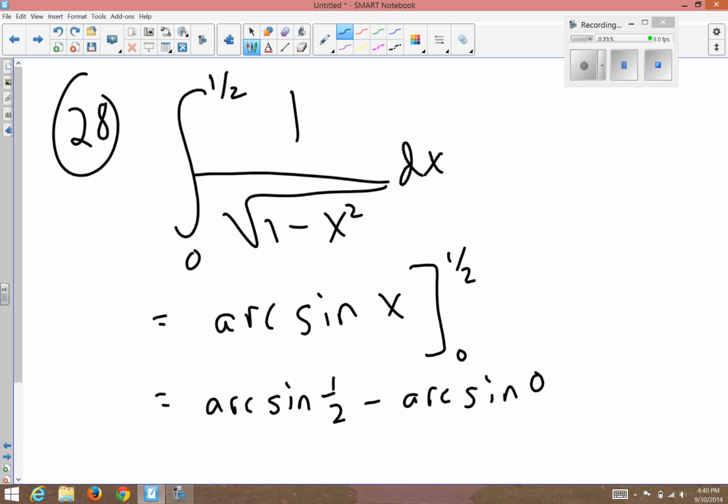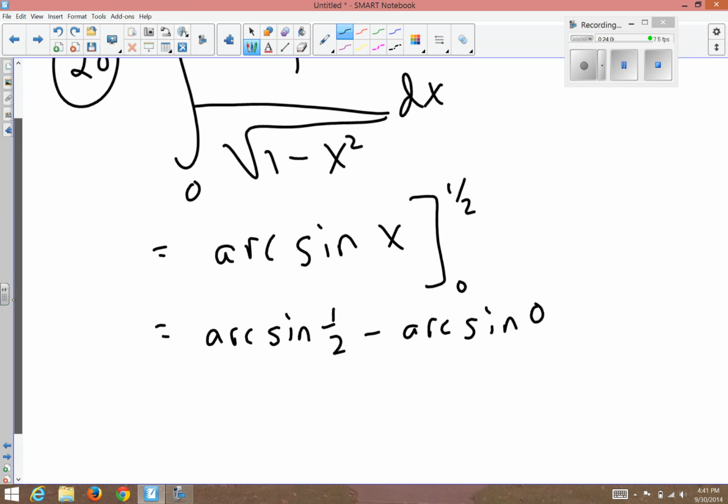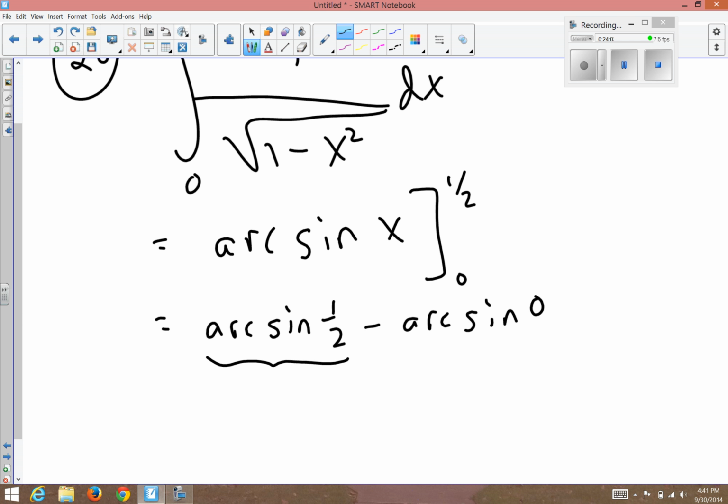The arc sine of a half means the angle whose sine is a half. Everyone knows the sine of 30 degrees is a half. And everybody knows the arc sine of 0, the angle whose sine is 0, is 0. It's the final answer of 5 or 6.